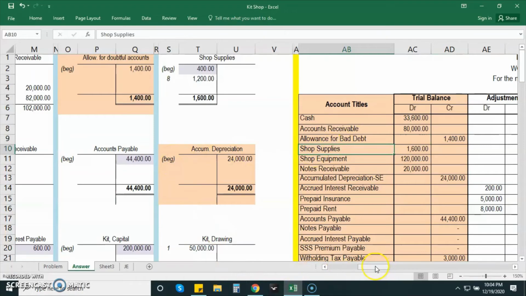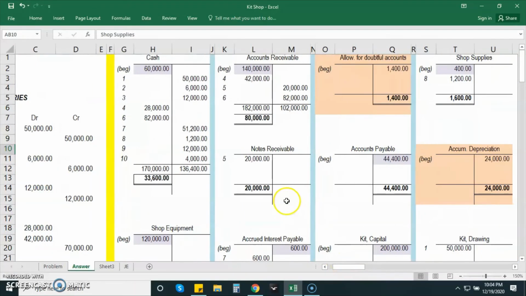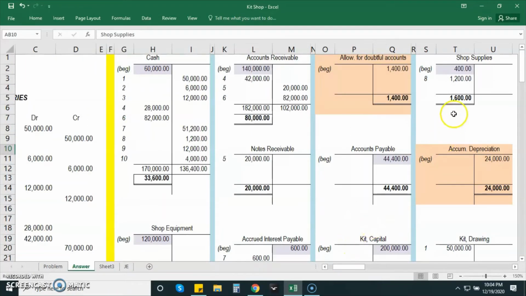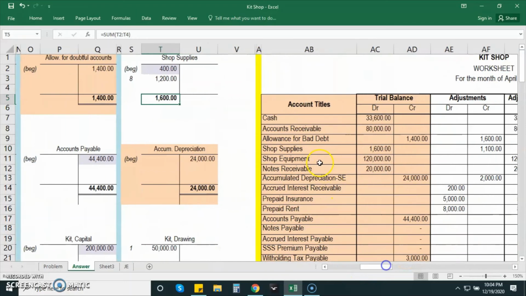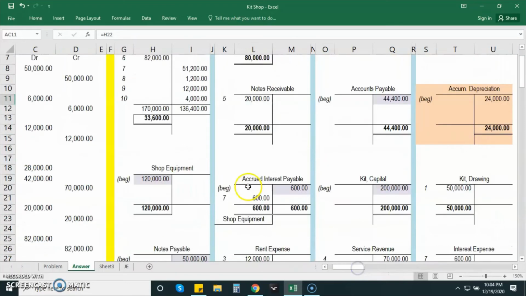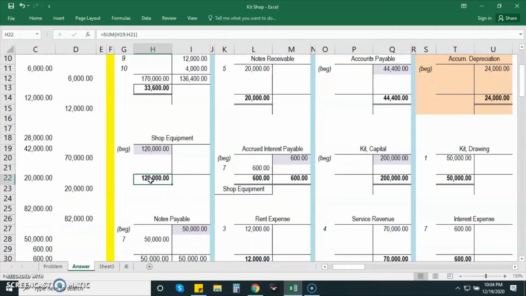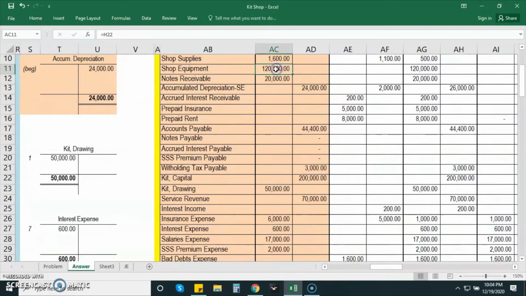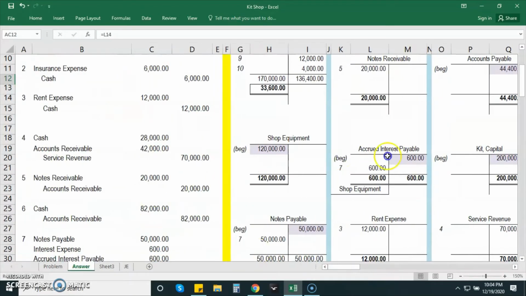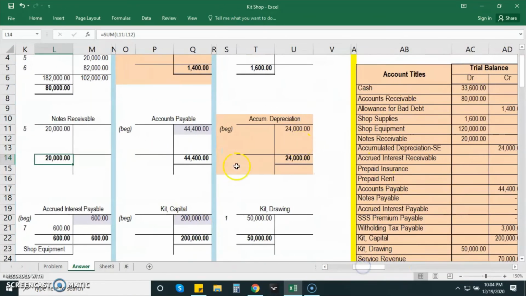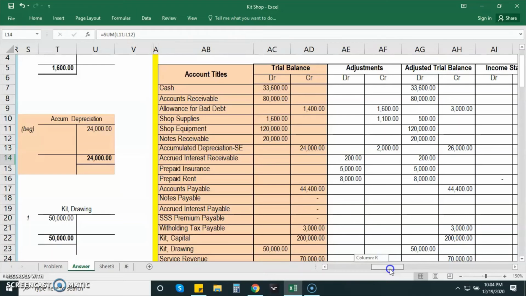Shop supplies. Saan galing si 1,600? Galing sa ending balance ni shop supplies. Ayun, si 1,600. Next, you have shop equipment, 120,000. So, you are going to get the balance ng shop equipment. There. Yan. Notes receivable. Ayun, 20,000. So, ganun lang. Ilipat-lipat lang natin yung mga balances.